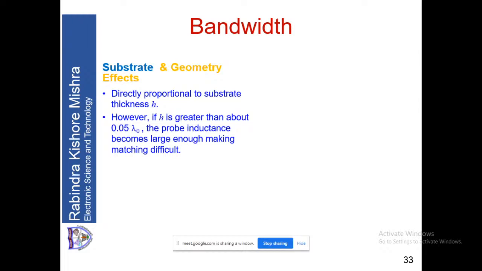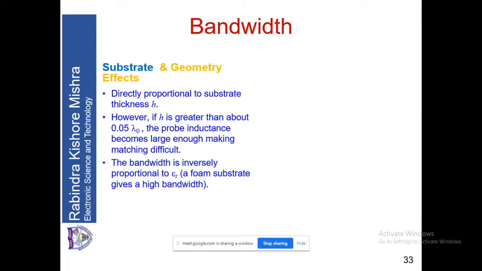Then the bandwidth again is inversely proportional to epsilon r. Why will it be inversely proportional to epsilon r? If epsilon r increases, then as I told you, capacitance will increase. Sorry, if epsilon r decreases, capacitance will decrease. So it is inversely proportional to epsilon r.